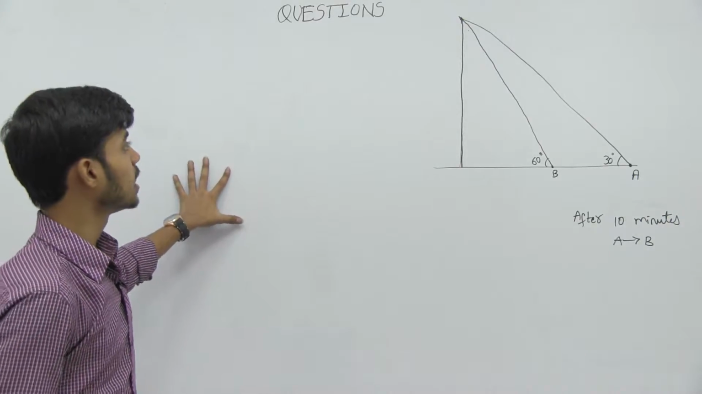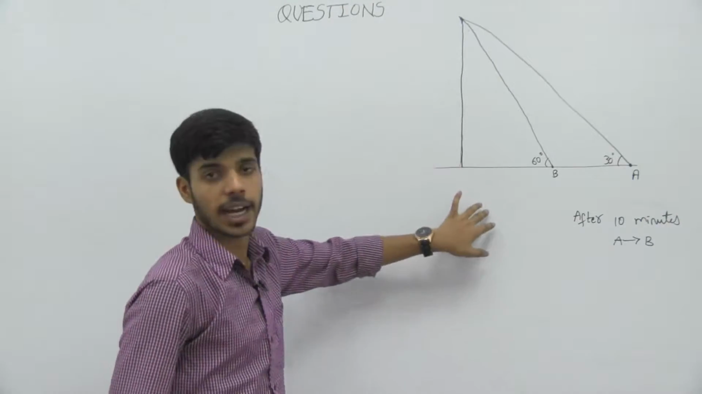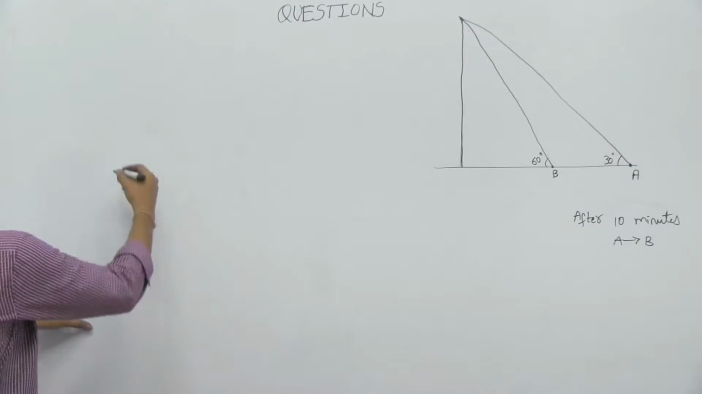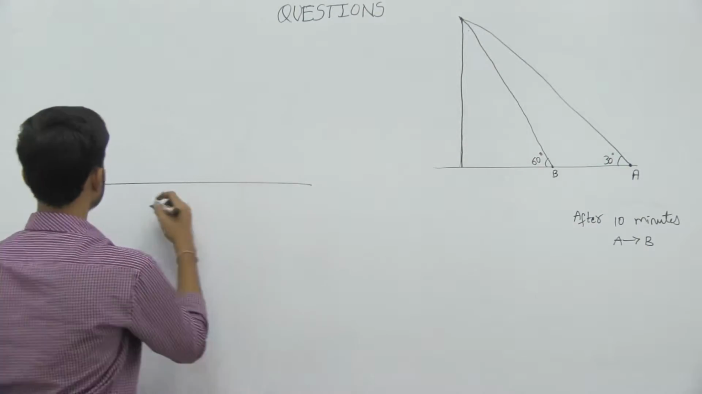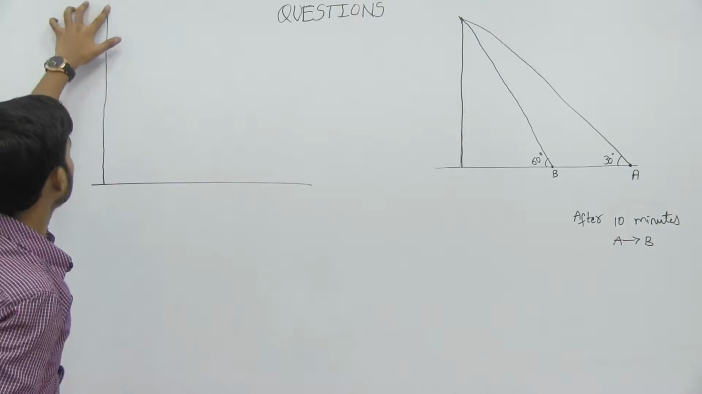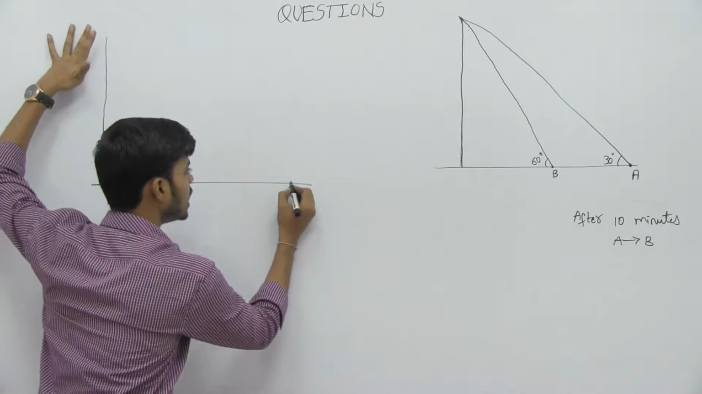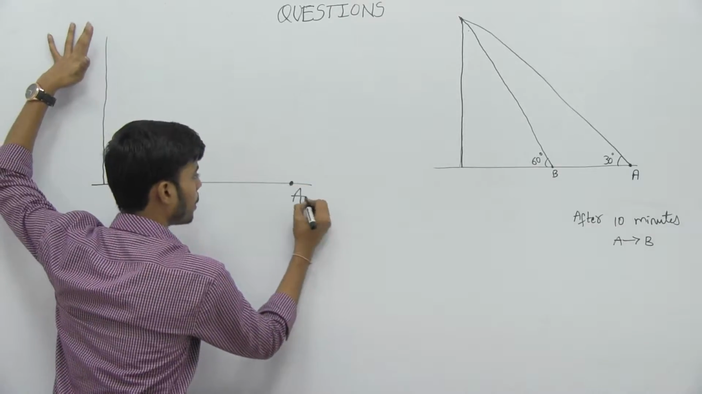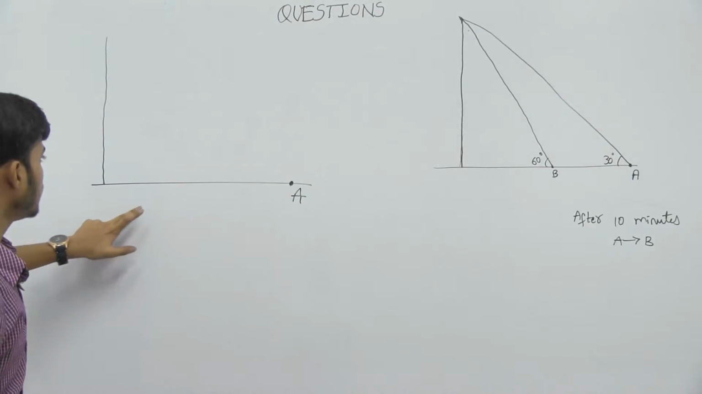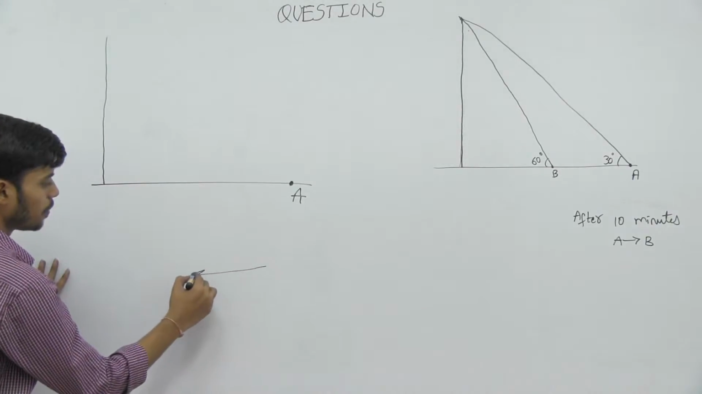Okay guys, here we have a question from heights and distances. So let me first explain the question. There is a vertical pillar and a man is initially at point A. So he is walking from point A towards the pillar.